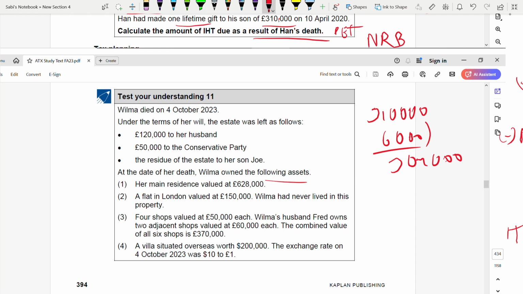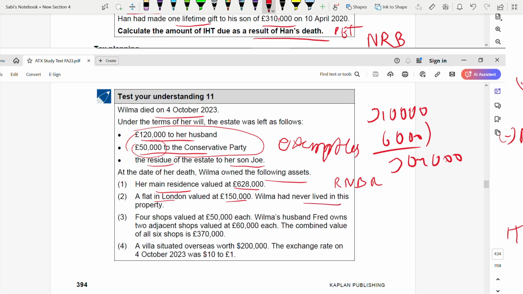So Wilma died 4th October 2023. Under the terms of her will, 122,000 to her husband and 52,000 to a charity or consecutive party. Remember, both of these are what? Exempt legacies. The residue of the estate goes to her son. Main residence 628,000, so the residence nil rate band will be there. A flat in London 150,000. Wilma never lived in this property.